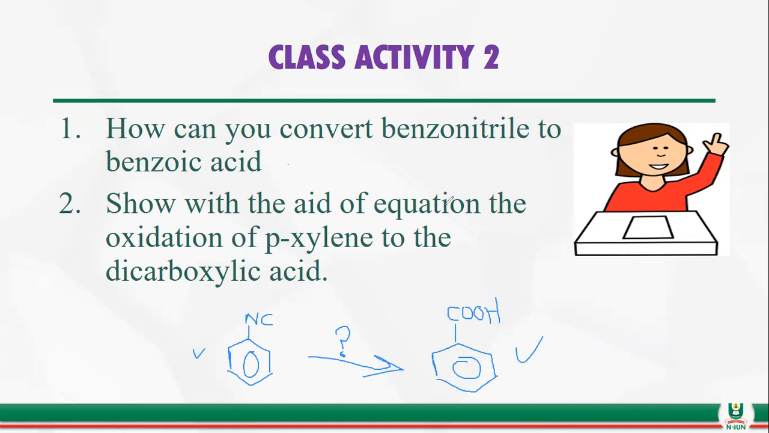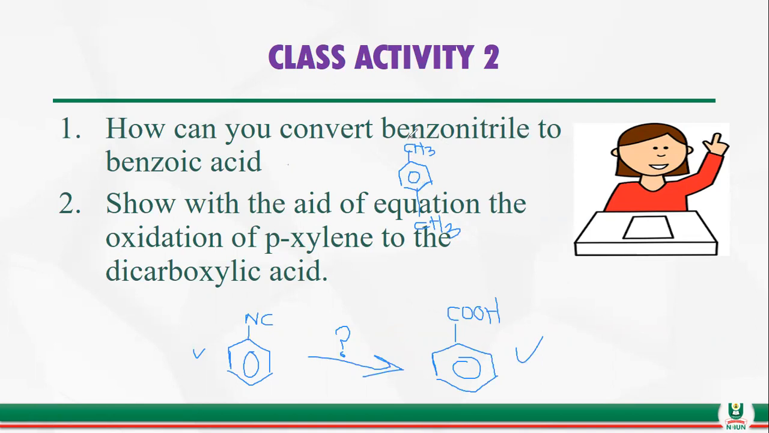Show with the help of an equation the oxidation of paraxylene to dicarboxylic acid. You know what paraxylene is? Paraxylene is like para-methyltoluene. I've told you when methyl groups are added to benzene, apart from their common name, they can also have unique names. This one is supposed to be methylbenzene, but we call it by its own unique name, toluene. Now, when you have another methyl group on position 4, we should have called it para-methyltoluene, or 1,4-dimethylbenzene.